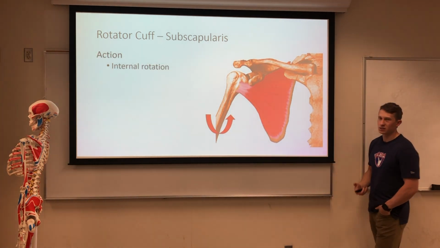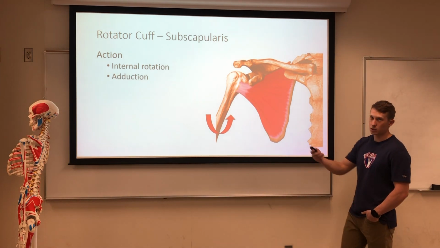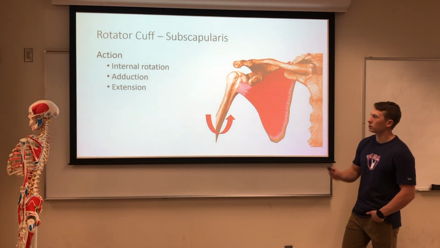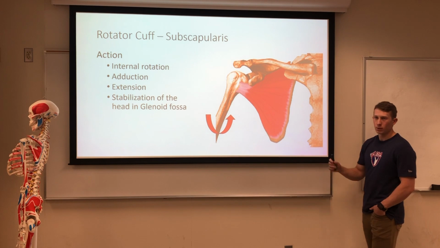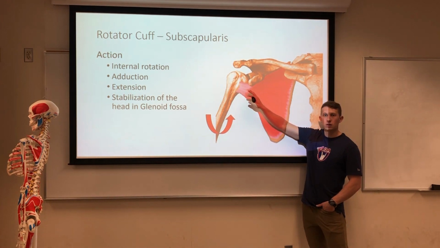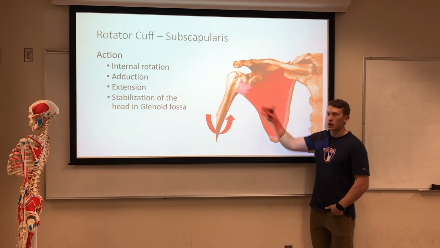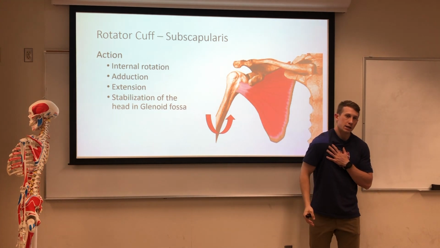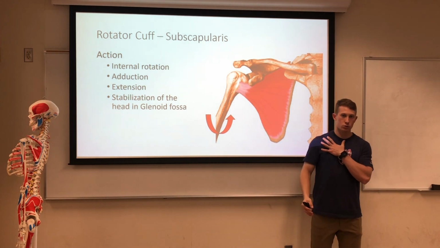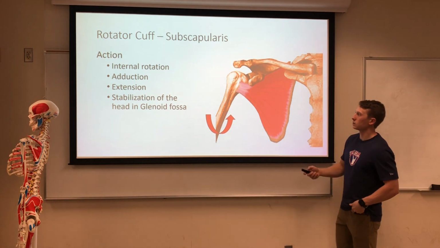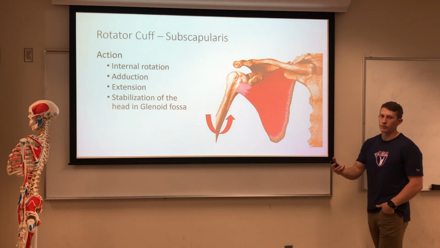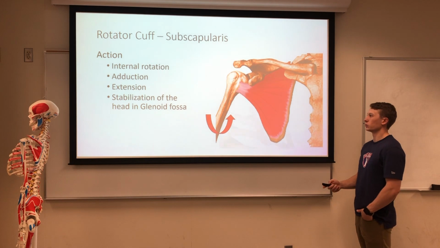Okay, this allows us to perform internal rotation, assist in adduction, assist in extension, but really we're trying to stabilize the glenoid fossa, stabilize the humeral head, and stop any kind of anterior translation. We're trying to hold back against that anterior translation. That's where we have the least stability at the shoulder joint.